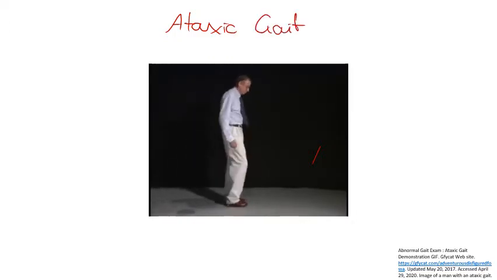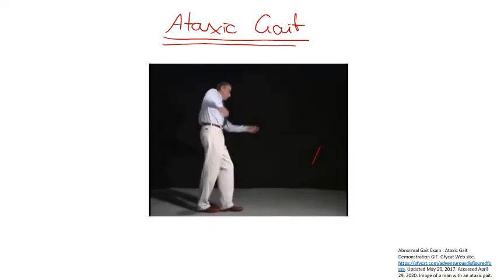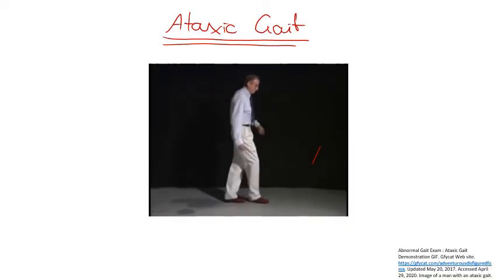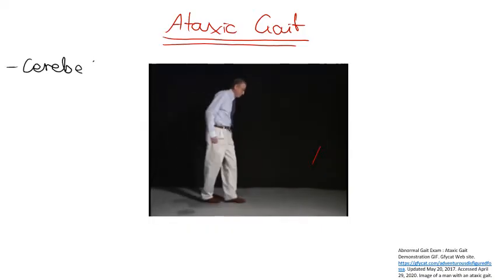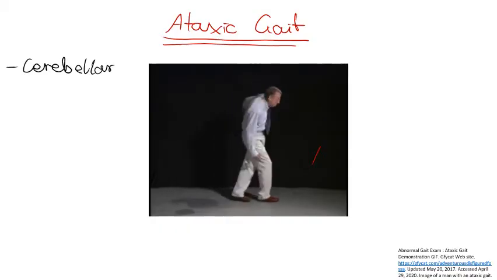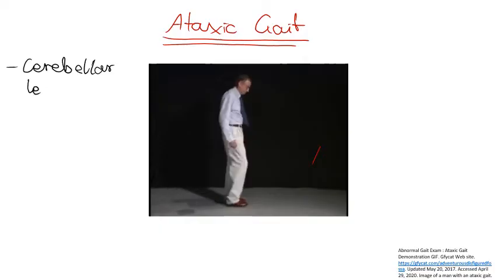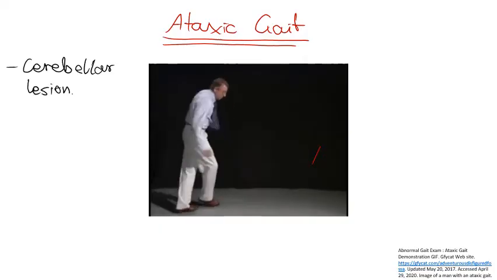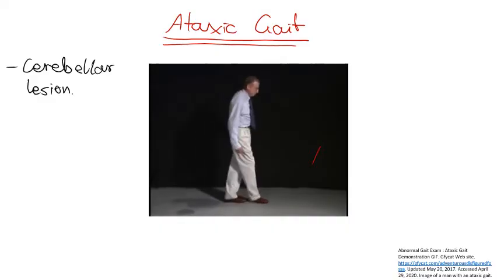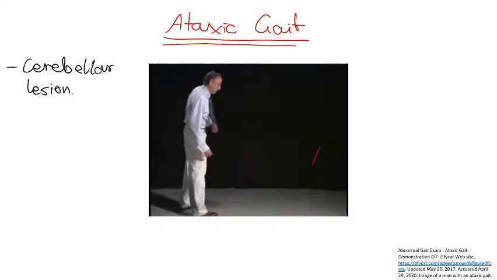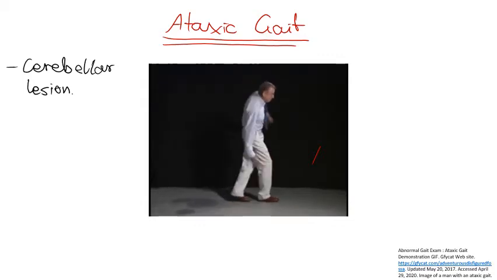And ataxic gaits are a type of walking that can be due to a cerebellar lesion. Now, if you know anything about brain anatomy, you'll know that the cerebellum is the part of the brain that is associated with coordination and balance. So if you suffer a lesion to the cerebellum, then your balance and coordination is going to be out of whack. So as you can see in this GIF here, this person is having a lot of difficulty walking properly because they are unable to balance themselves.